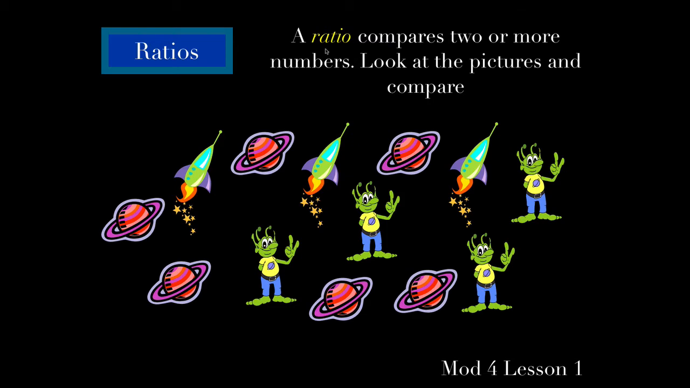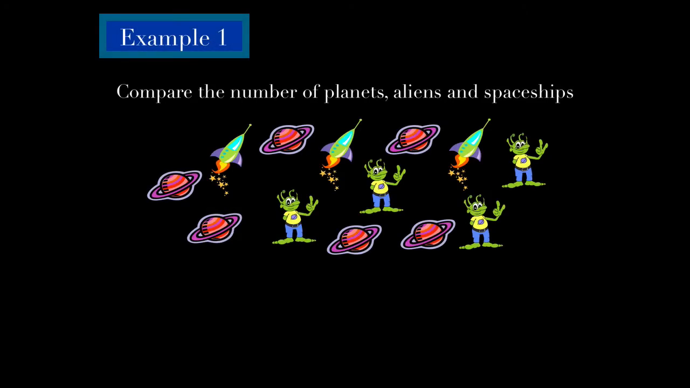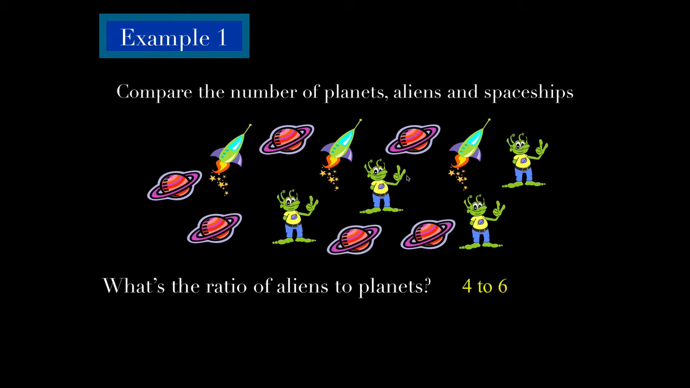All right, watch how simple this is. All right, so here's my picture. Same picture that was on the previous page. All right, if I said, what's the ratio of aliens to planets? What I would have to do is count them up, right? So I have aliens. There's 1, 2, 3, 4, right? Planets are 1, 2, 3, 4, 5, 6, and I just got to write 4 to 6, right? So for every 4 aliens, there are 6 planets.